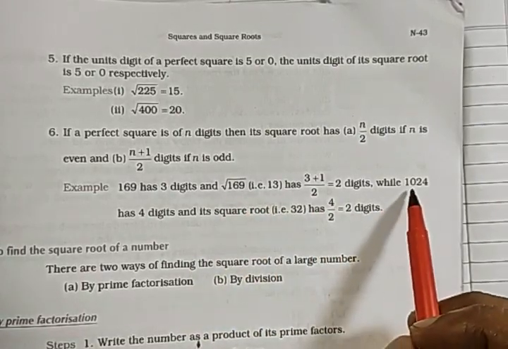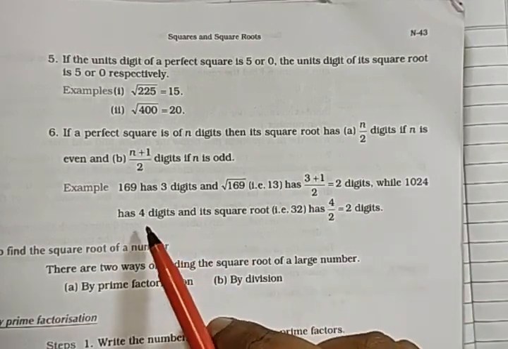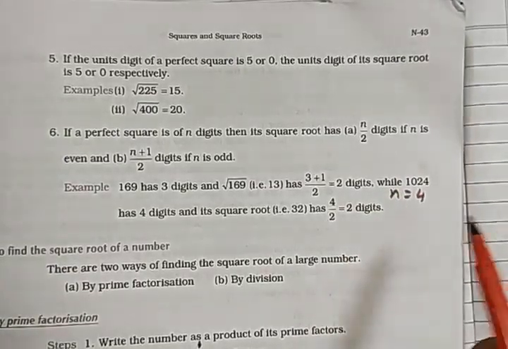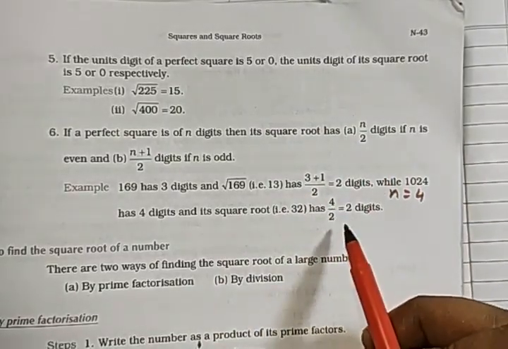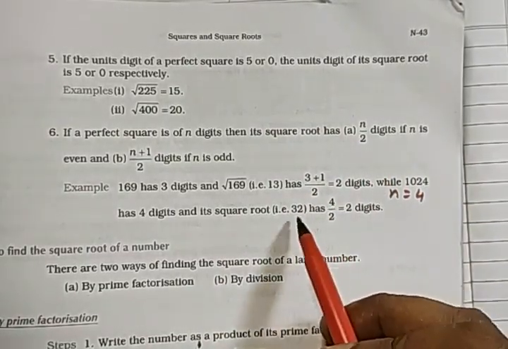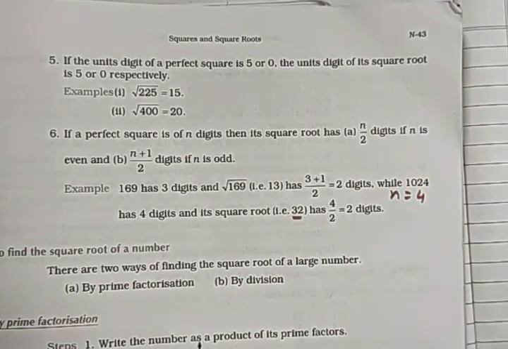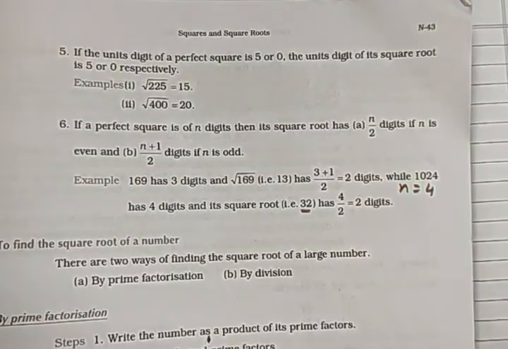If we take a number, suppose 1024, which has 4 digits, then n is equal to 4, so it is even, so simply n by 2, that means 4 by 2, so its square root will have 2 digits. You can see here, 32. Now we will learn to find the square root of a number.